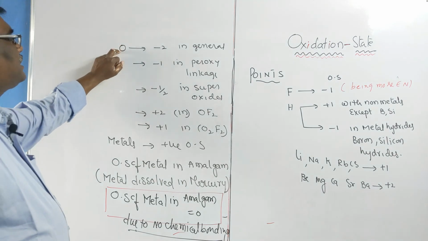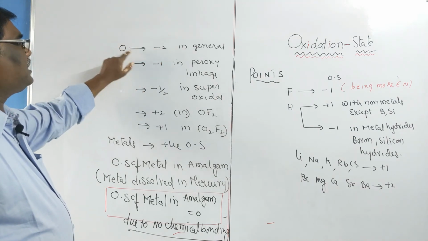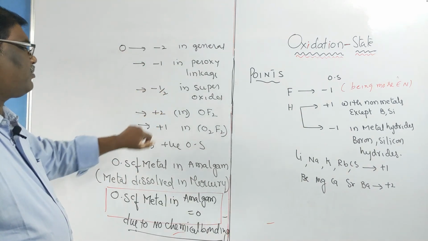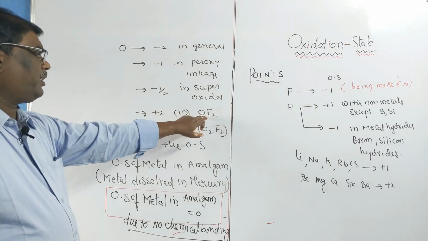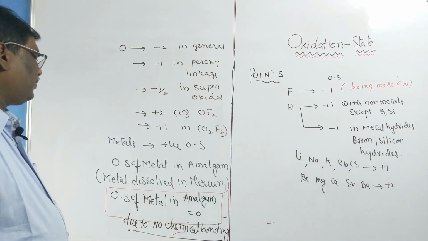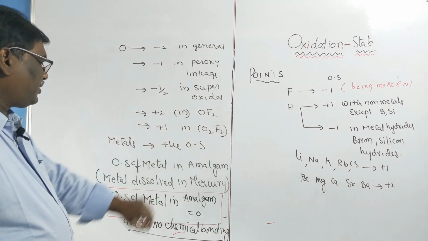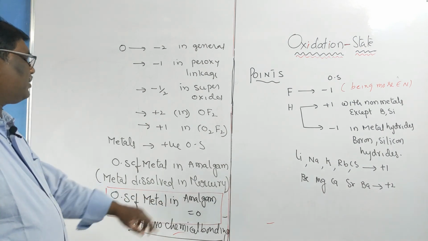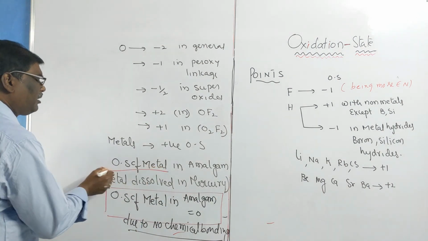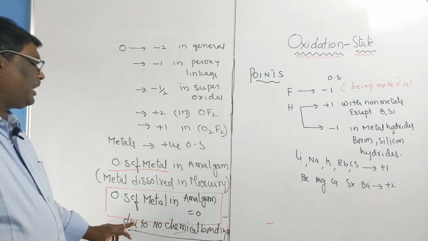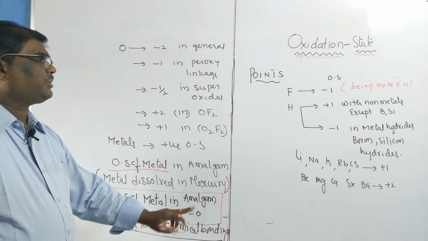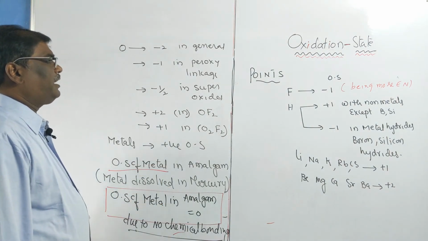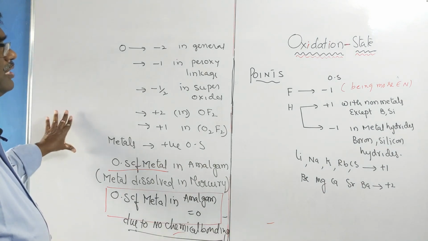Next one, oxygen. Oxygen is given -2 generally, whereas in peroxides we have -1 oxidation state. In superoxides -1/2, whereas +2 is found in OF2, +1 is found in O2F2. Metals generally have positive oxidation state, whereas oxidation state of metal in amalgam is taken as 0, because in amalgam there is no chemical bonding between metal and mercury. That's why the oxidation state is 0. If we keep these points in mind, then we are able to calculate the oxidation states easily.